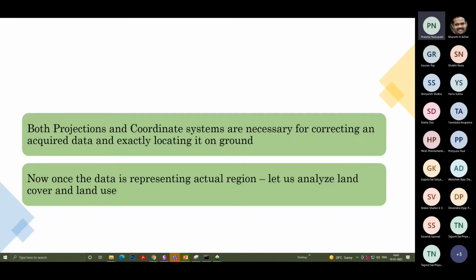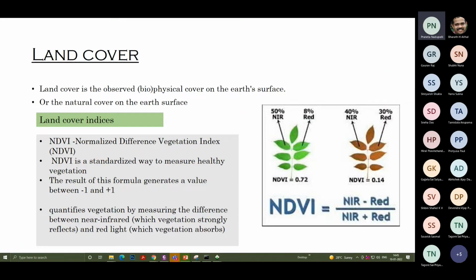So next, we'll try to understand how we extract land cover and land use from the satellite data. Land cover is basically the observed biophysical cover of the Earth's surface. What you observe is the natural cover of the Earth's surface. There are two indices that we will be talking about. I hope I'm audible to all. Yes, ma'am.